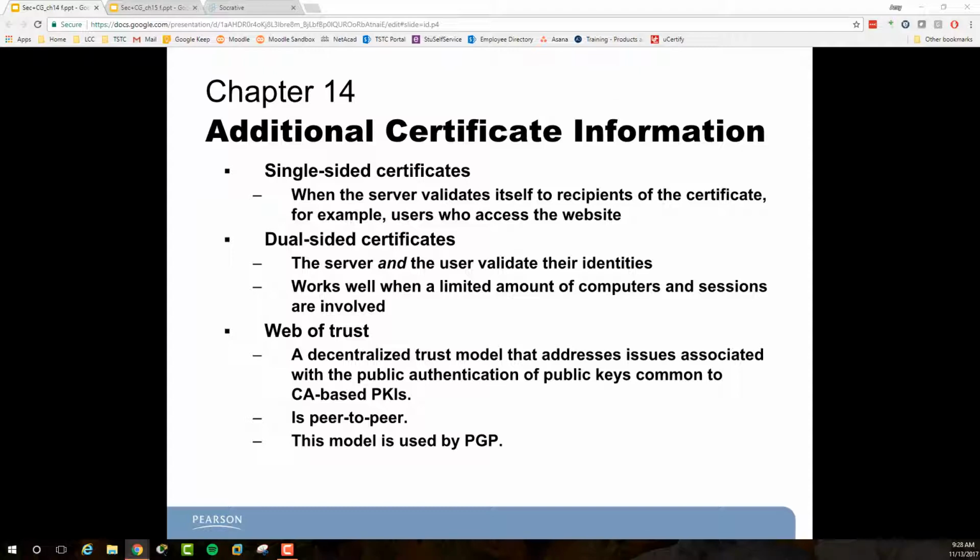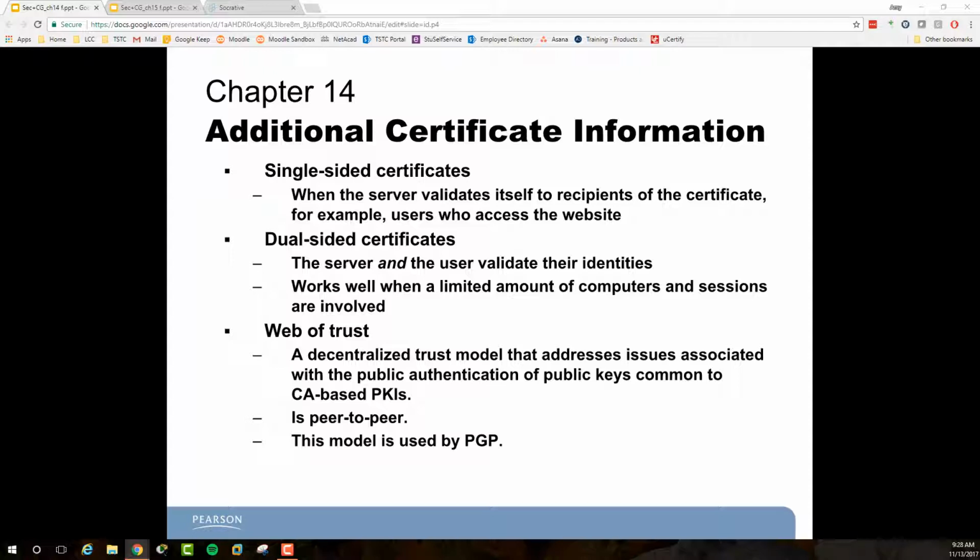A little more information about certificates. We've got a single-sided certificate. The server validates itself to the recipients, so like the users accessing the website are validated. A dual-sided certificate is the server and the user validate their identities, obviously a little bit more secure. If you don't have that many computers or that many sessions involved, a dual-sided certificate is easy.